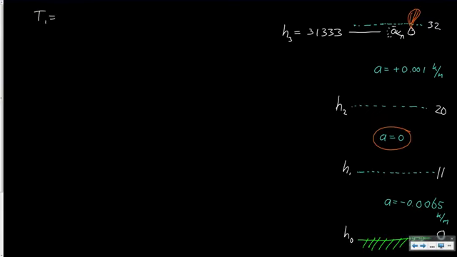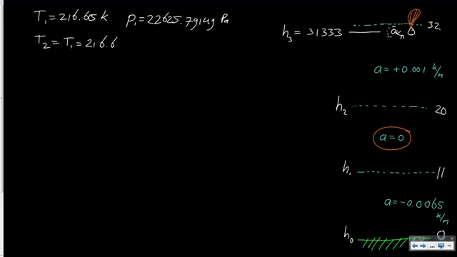T1 we had at the start is 216.65 Kelvin. P1 we had as a start value for this layer, 22625.79149. And now we have a layer where the lapse rate is 0, which means that our second temperature is the same as the first one, 216.65 Kelvin. So we're quickly done with the temperature.